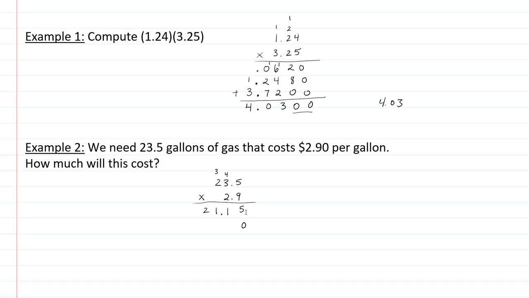2 times 5 is 10, 0, carry the 1. 2 times 3 is 6, plus 1 is 7, and 2 times 2 is 4. And then again, we move over 2 decimal places because there's 2 decimal places in the problem total. And we add like normal. So 5 plus 0 is 5, 1 plus 0 is 1, 1 plus 7 is 8, and 2 plus 4 is 6. And we bring the decimal place straight down. So our answer is $68.15 is going to be what this fill-up costs.